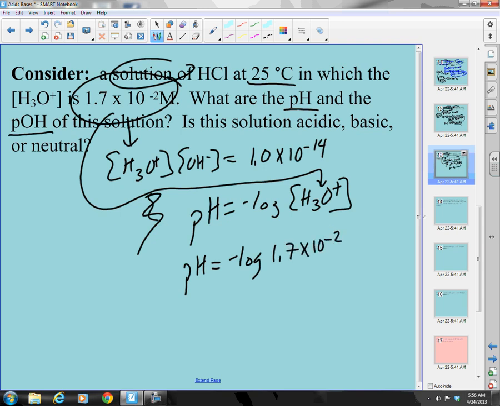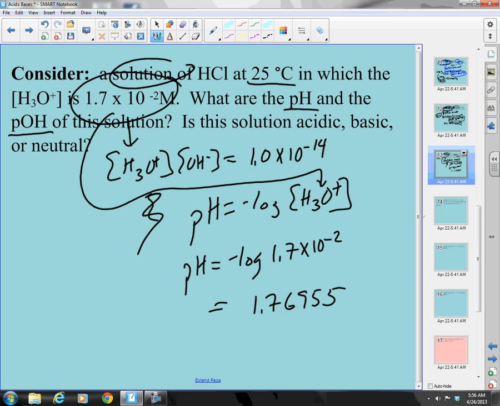Oh, we're going to have to take notes again. I just remembered something. Well, let's run the numbers here. 1.7 times 10 to the minus 2. Take the log of that. Take the negative log of that. And my answer is 1.76955. Now you know what the next bit of notes are.